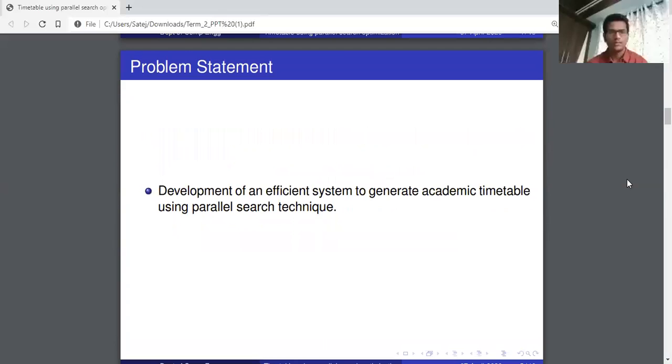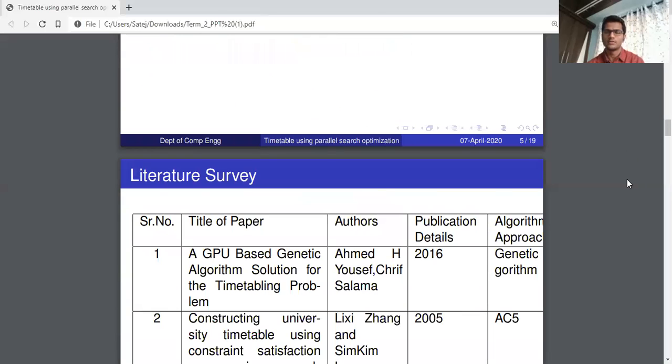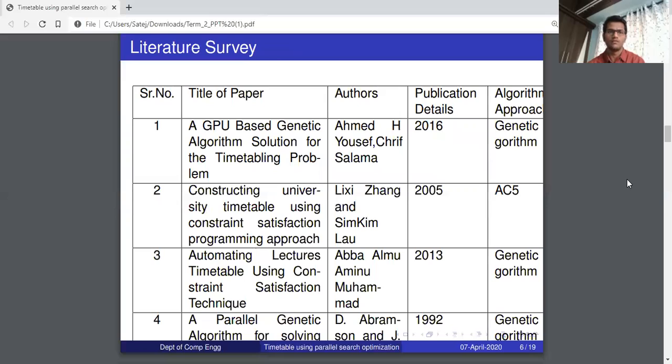So the problem statement for our project is the development of an efficient system to generate an academic timetable using parallel search technique. Here we are using 4 papers. In the first paper, different tuples are generated in the form of chromosomes. The chromosomes are nothing but a set of subject, faculty, location, day, and time. In the second paper, it is all about the constraint satisfaction problem, the constraints we are going to use in our project to generate an efficient timetable.